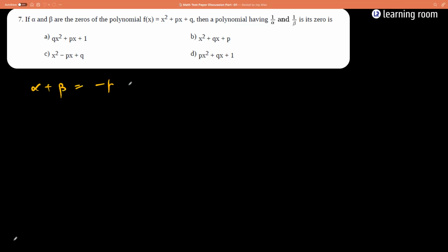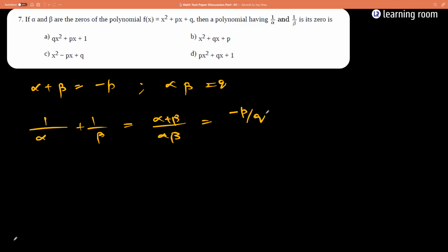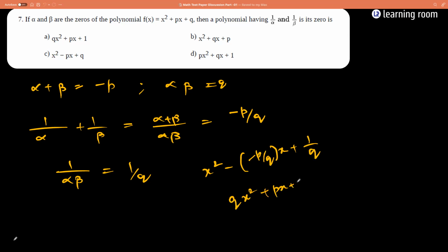Alpha plus beta is equal to minus p. Alpha beta is equal to q. So 1 by alpha plus 1 by beta is equal to alpha plus beta by alpha into beta. Alpha plus beta is minus p, alpha beta is q. So 1 by alpha beta is 1 by q. So what will be the answer? X square minus sum of the roots, that is x square plus p by q x plus 1 by q. So the answer is qx square plus px plus 1. Yes, sir, this is going to be the quadratic polynomial.